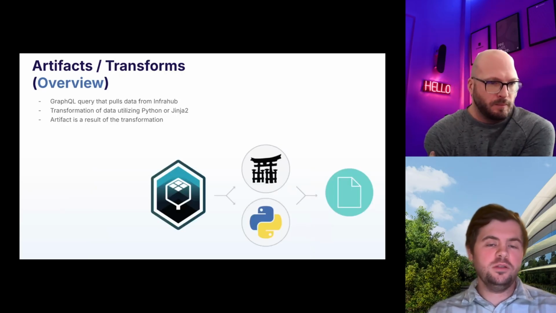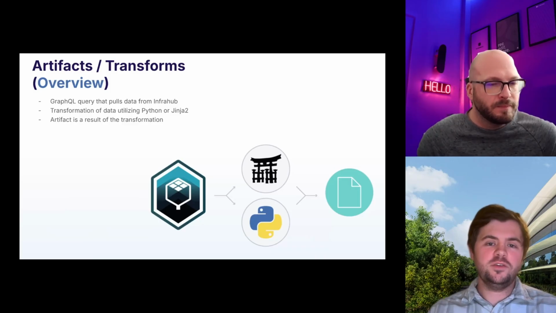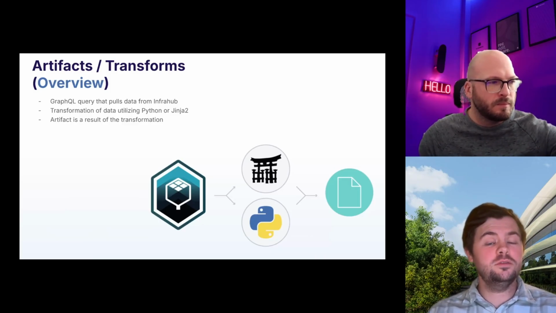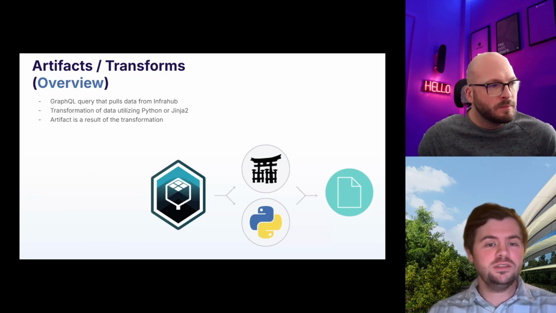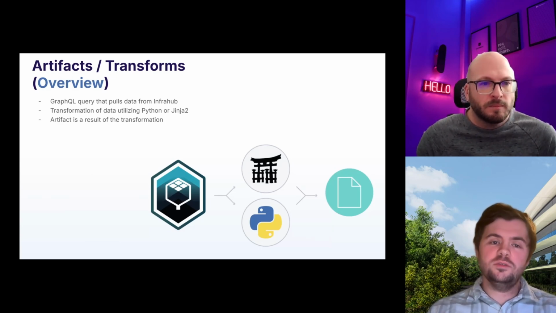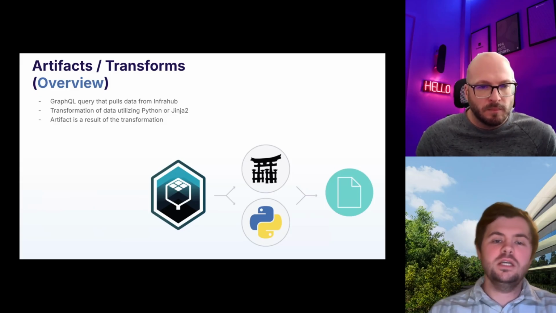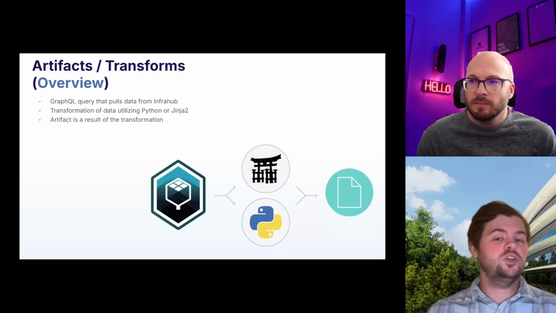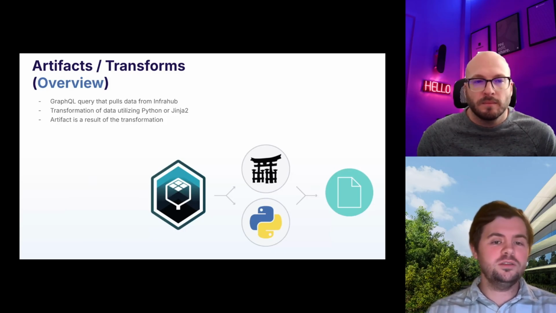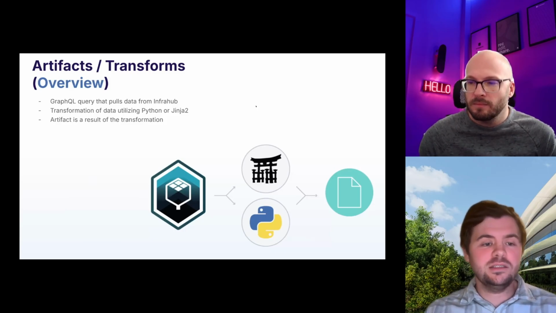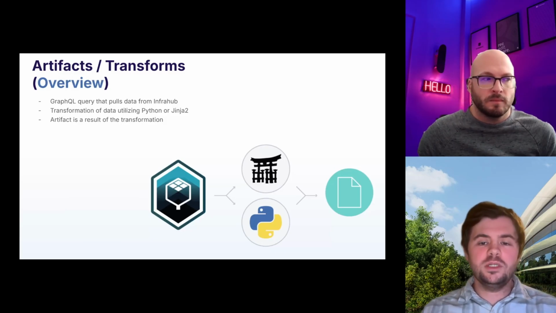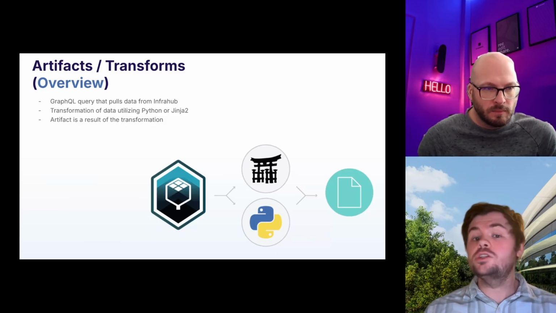So another key part of the product we utilized here was the artifacts and transforms. You'll see from the deliverables of the project that this was a key part of ensuring the whole data center build went successfully. And what artifacts and transforms are is the ability to pull data from Infrahub, manipulate it or transform it into a different type of output that is consumable for a different part of the business. In this case, it was things like cable plans and things like that you'll see. So artifacts are the result of a transformation. They can either be Python or Jinja2.